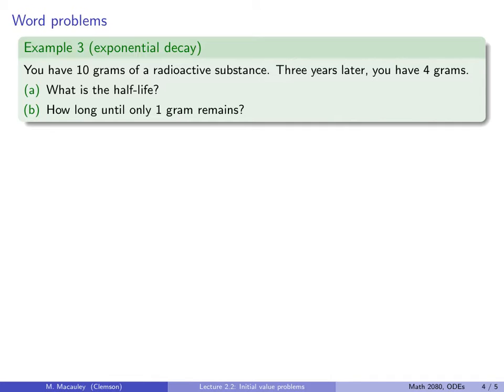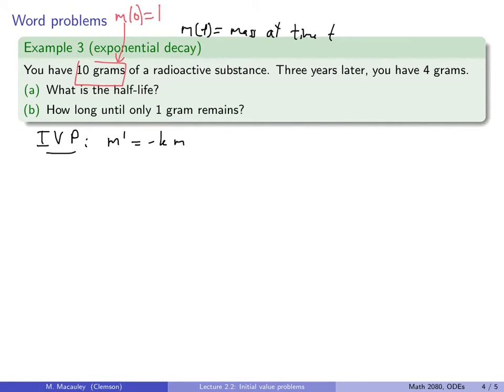So this is an initial value problem. Let's write down the initial value problem first of all. Here m is the mass at time t. So m prime equals negative km. That's our differential equation. We have an initial value. Let's declare that we have 10 grams at time equals 0. So let's say m of 0 equals 10.